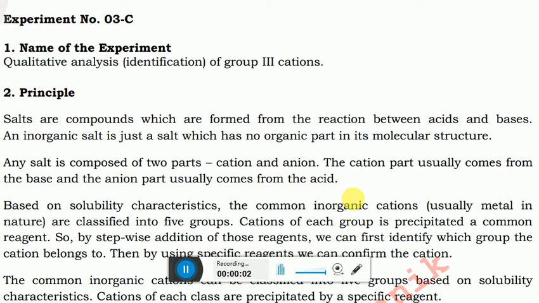Everyone, this is our theoretical session for the laboratory manual, Inorganic Pharmacy 2 Lab. Today we are going to discuss the theoretical part for experiment number 3C, and the name of the experiment is qualitative analysis, that is, identification of group 3 cations. Okay, let's start with the principle.